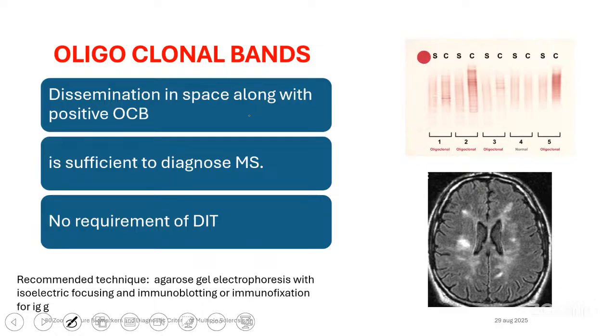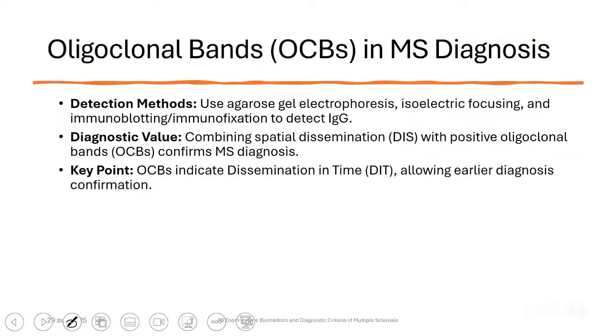The recommended technique is agarose gel electrophoresis with isoelectric focusing and immunoblotting or immunofixation for IgG. That's how the oligoclonal bands in MS are seen in this picture. You can see 1, 2, 3, 4, 5, they are present. The agarose gel electrophoresis, isoelectric focusing, and immunoblotting, immunofixation are all used to detect the IgG.